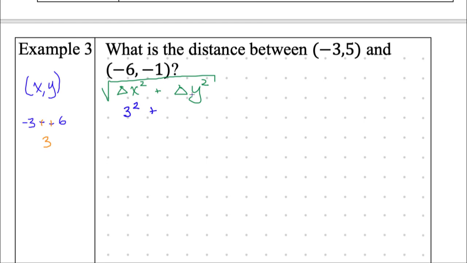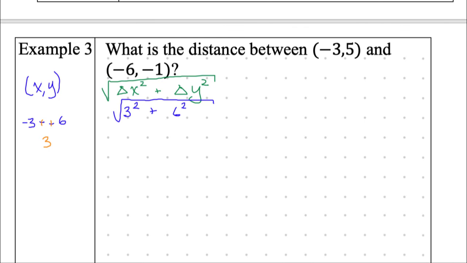Plus, now I need to find the change in y squared, and then eventually I'm going to square root all of that. So the change in y, this is the y coordinate, this is the y coordinate. How much distance is between -1 and 5? Well, the answer is 6. 6 squared. How do I know that? Because again, I'm thinking of a coordinate plane. If I start here at -1 and I have to go all the way up to a height of 5, I have to go up 1 to get to 0 and then up another 5. So up 1 and up 5 is 6.